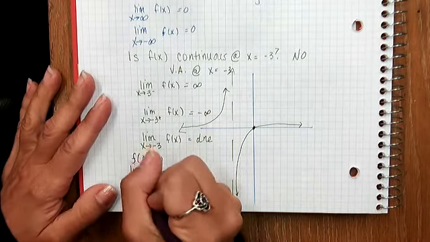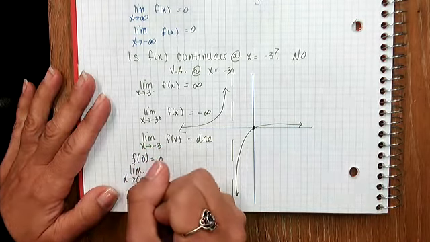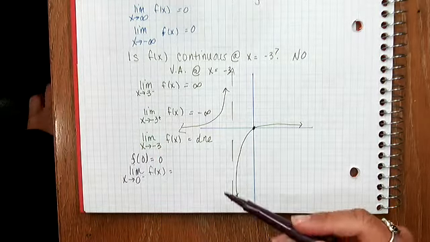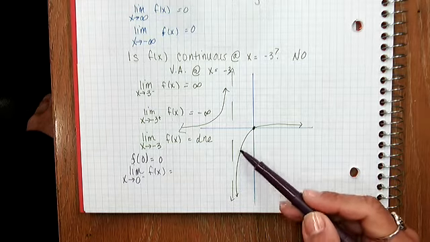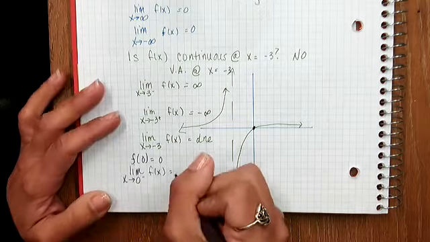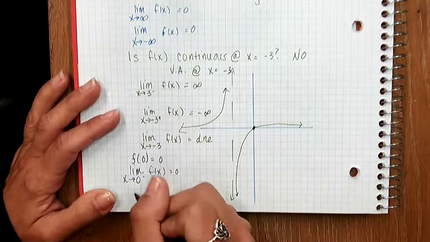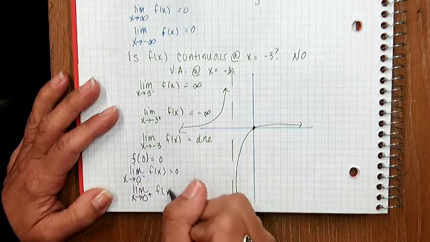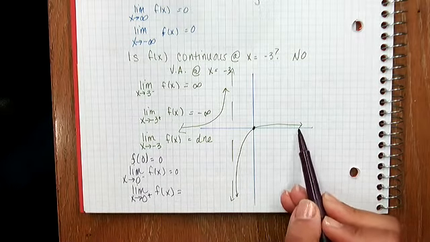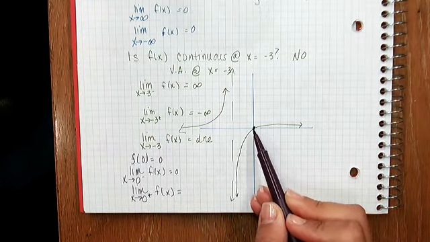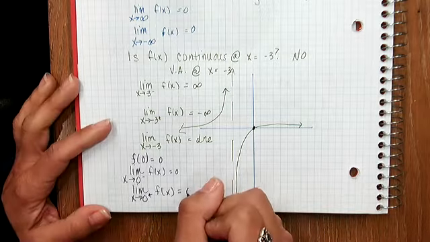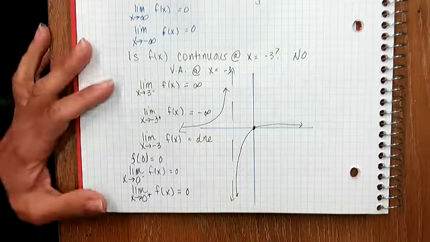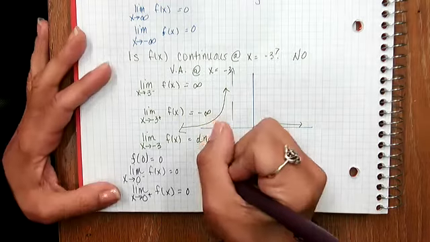What about the limit as x approaches 0 from the left? So the limit as x approaches 0, I'm approaching 0. How about the limit as I approach 0 from the right? So as I'm approaching 0 from the right, the y value is also 0. If the left-hand limit is 0 and the right-hand limit is 0, then we say the limit exists and it's 0.